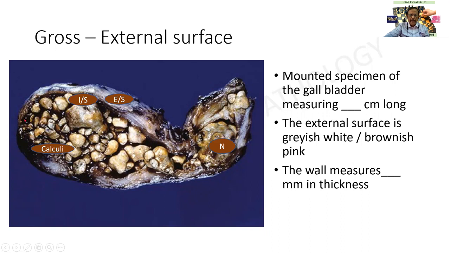And it has got multiple calculi of varying sizes. So this one is extremely large, whereas this is small. They are almost filling it. And this region is called the neck of the bladder, and that is also stuck with a large stone, precipitating the surgery.